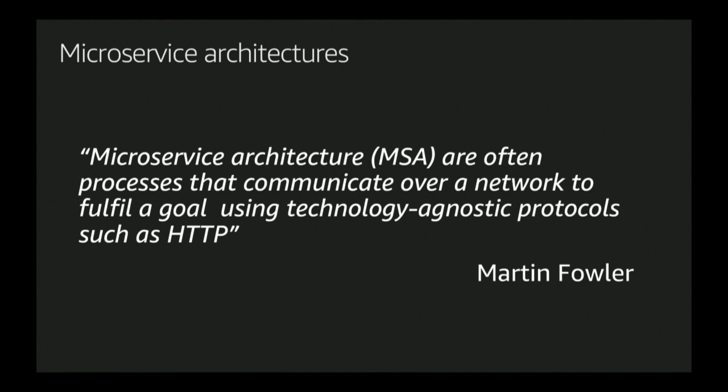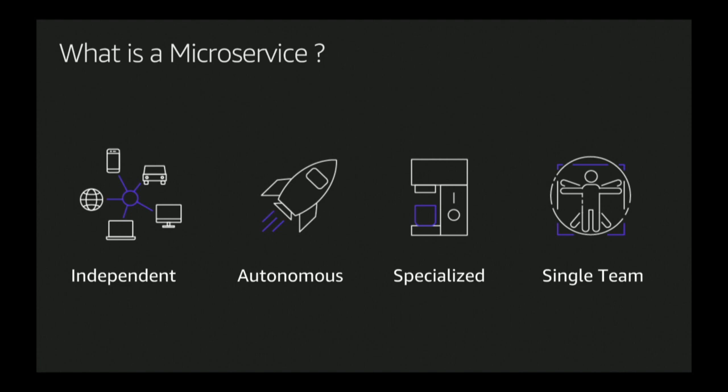Microservice architecture is processes that communicate over a network to fulfill a goal using technology agnostic protocols such as HTTP. So according to me, there are a couple of characteristics of microservices. They are independent from each other. They are autonomous, they are specialized, and they are run by a single team. Independent, it's quite obvious. They are autonomous, meaning you can replace them, you can change them, you can refactor them, you can even change the technology a microservice is using without affecting the rest of the system.